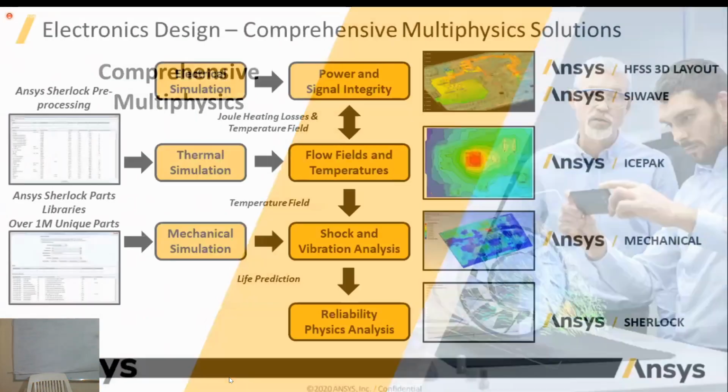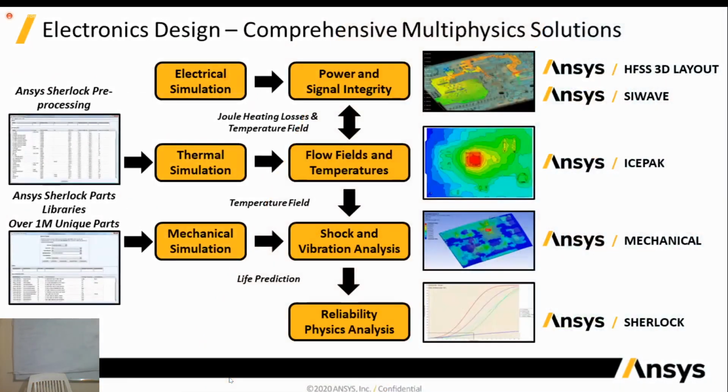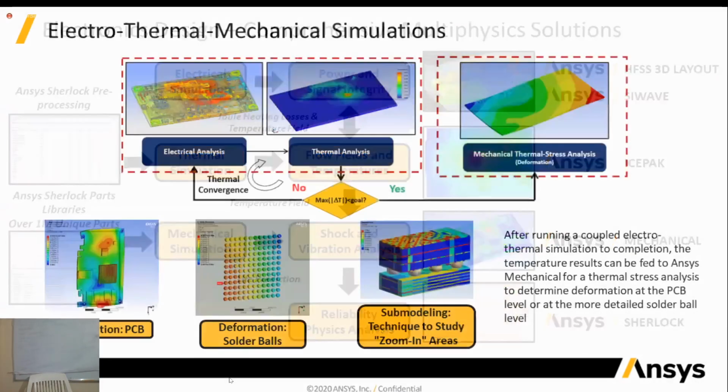Okay. And then comprehensive multi-physics. As mentioned, we can also couple multiple physics solutions in Ansys. Maybe you can start from Sherlock, then later you can transfer the model to ICEPAK for a thermal analysis, or from Sherlock you can transfer the model to Mechanical for a vibration analysis, or you can transfer the model from SIwave to ICEPAK for thermal analysis.